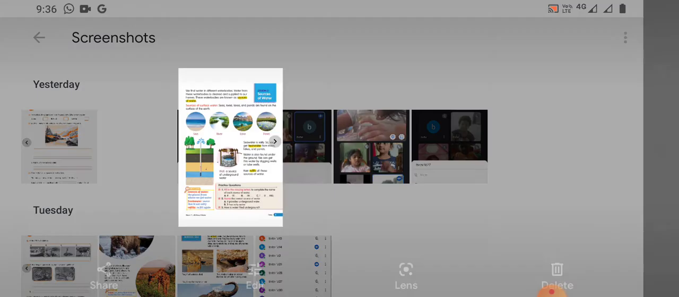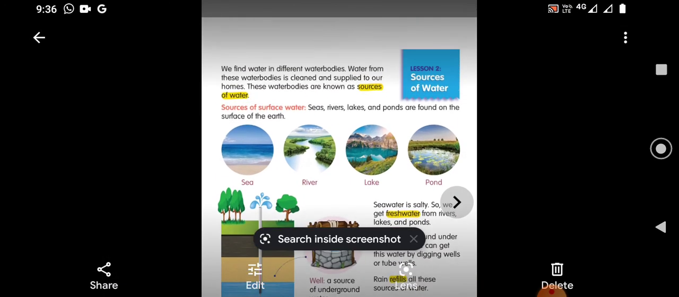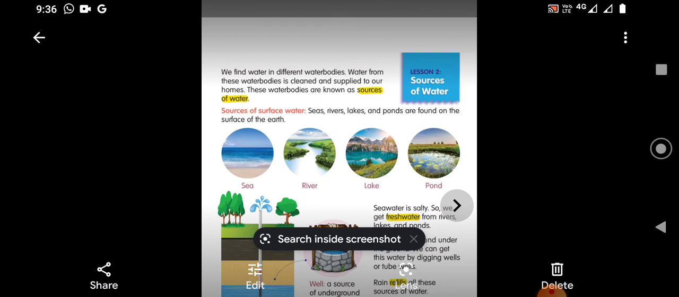So as usual, this part is very important. You can read and observe the pictures and draw and color the different sources of water and identify which are sources of surface water, which are sources of underground water, and which all has fresh water, which all has salt water. So by drawing and identifying, you will be able to understand the lesson better, children. So read, complete the practice questions and also the workbook, and be ready for the next class.